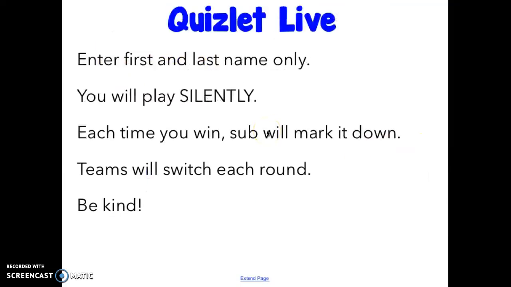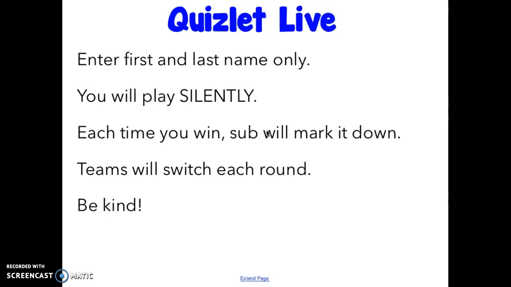Finally, the last thing that we're going to do today is you're going to play Quizlet Live with the sub. These are the exact rules I want you to play by. So when you go into Quizlet Live and it asks for your name, I want your first and last name only. Please follow those directions. Okay, so first and last name only.